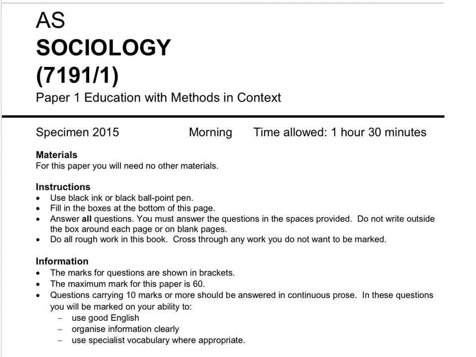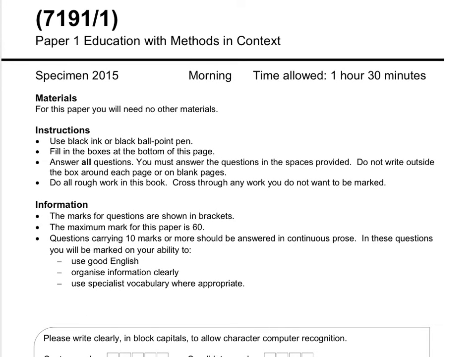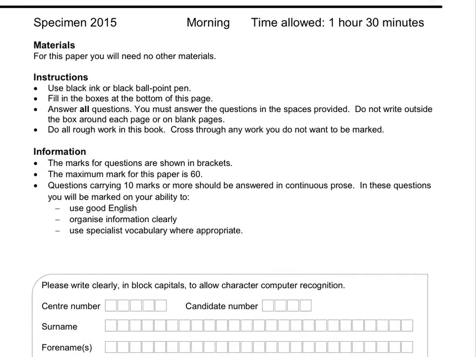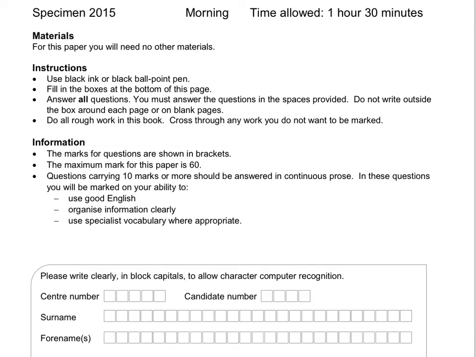As you can see, this is just a specimen paper, so this actually hasn't been released for use in exams just yet. You will get an hour and a half for your full exam. You do not need to bring anything else in with you. It's key that you use black ink or a black ballpoint pen, and that you fill out all the information at the bottom. The key thing with this paper is you must answer all of the questions, and only answer questions on education.